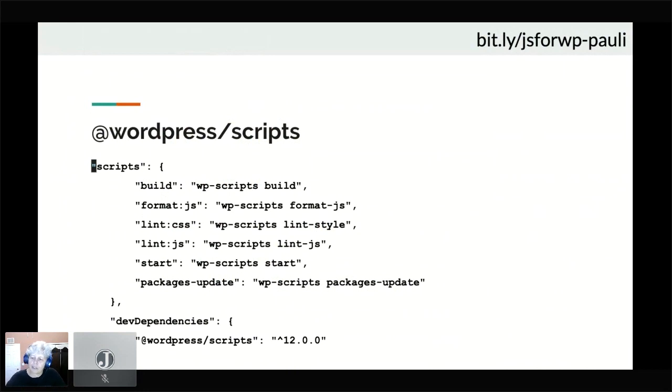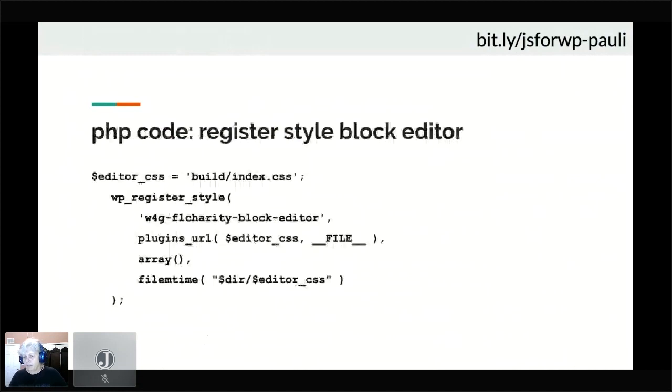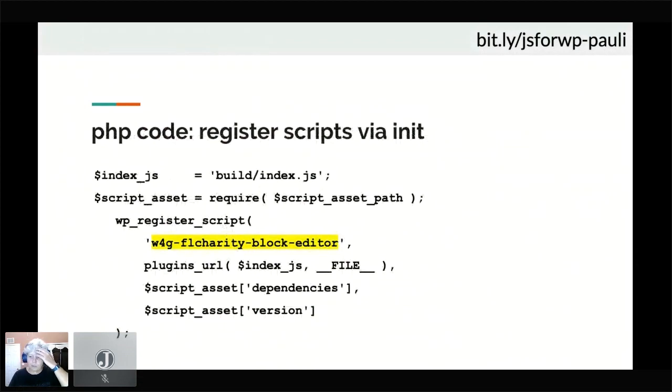And then there's a packages-update command, and that updates all the WordPress packages used in the project to the latest version. So the first one, in the FL Charity PHP, we only looked at the header. Now we look at the PHP code to register the scripts via plugin init. And then we pointed to the index.js as a variable, script assets as a variable, and then we register the script as the plugins URL plus index.js as a dependency.